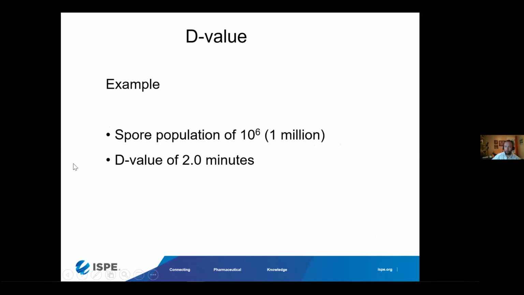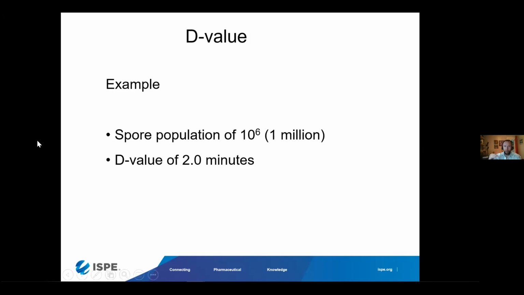So real quick, typically if we were in person, this would be a quiz question for all of you, but I'll give you the answer, but a time to think about this concept. If you're starting with a biological indicator that has a spore population of 1 million, or 10 to the sixth, and a D value of 2 minutes, think about how long it would take to reduce that biological indicator population from 1 million to less than 1 possible surviving microorganism.